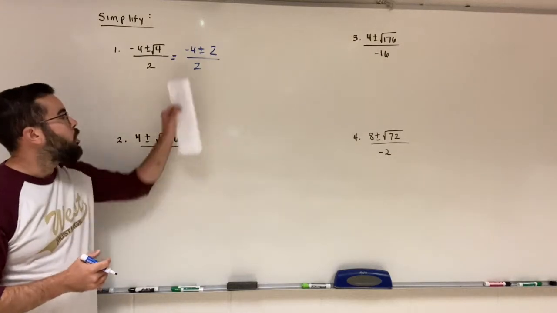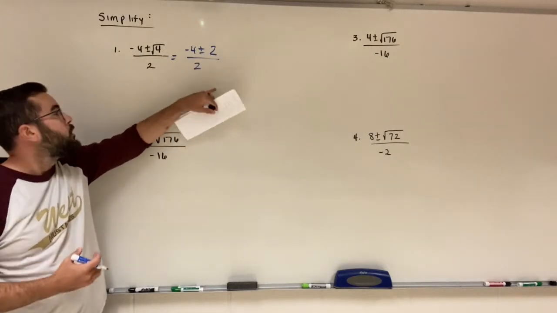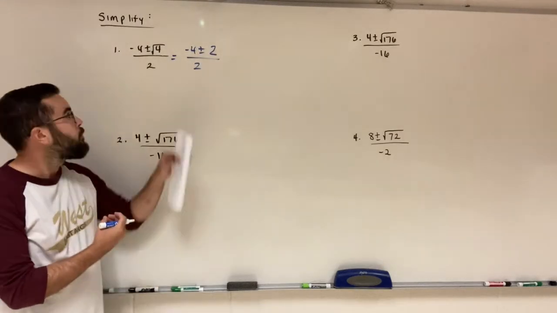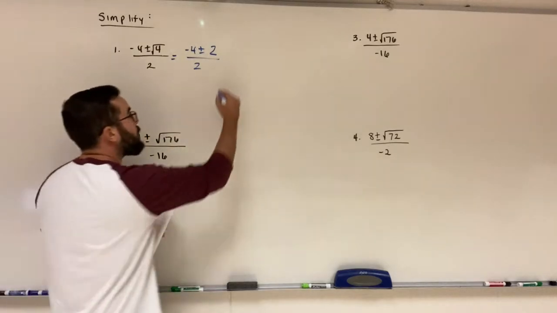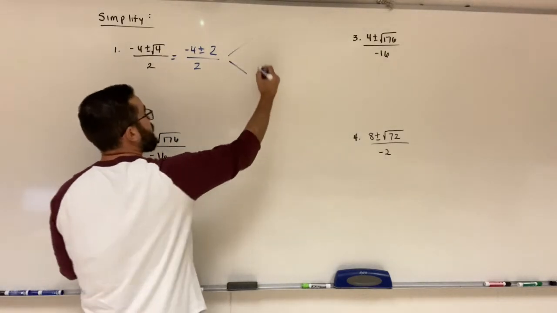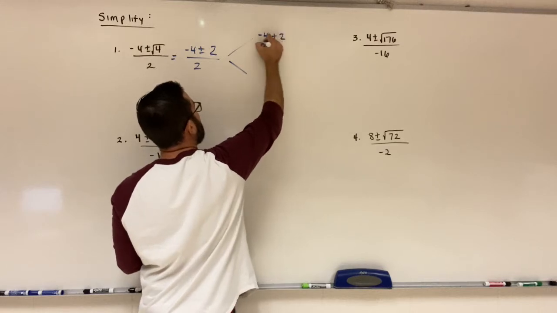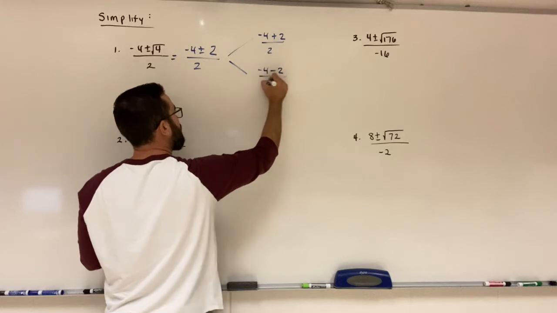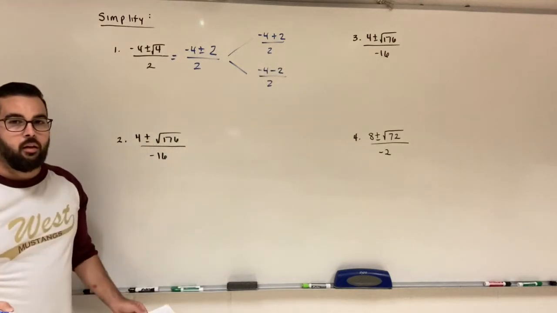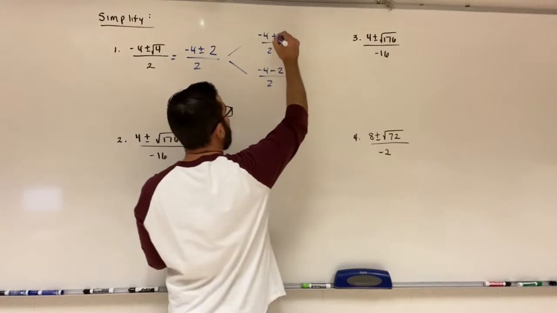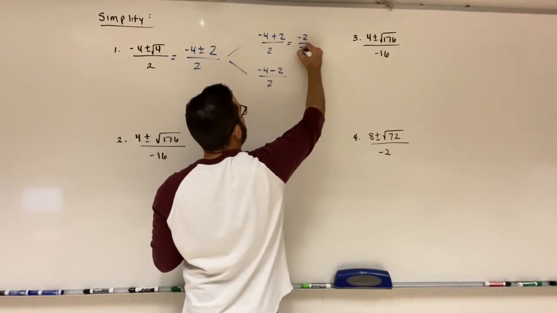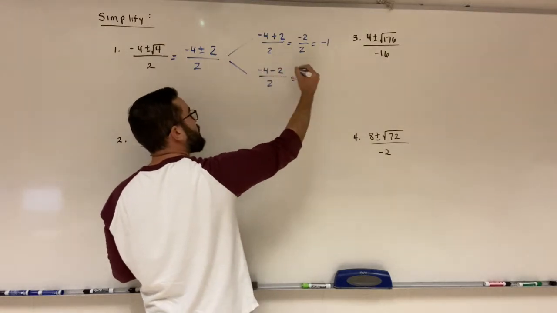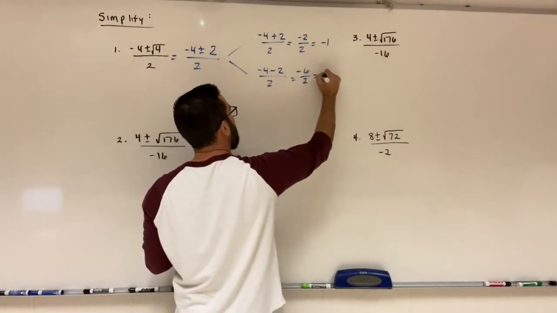Now you always try and simplify further. These are all whole numbers, so I can combine them and then divide by 2. I'm going to make this into two different expressions. One is going to be -4 plus 2 divided by 2, and the other is going to be -4 minus 2 over 2. Now just do the arithmetic there. We have -2 over 2, which is -1. -4 minus 2 is -6 over 2, which is -3.